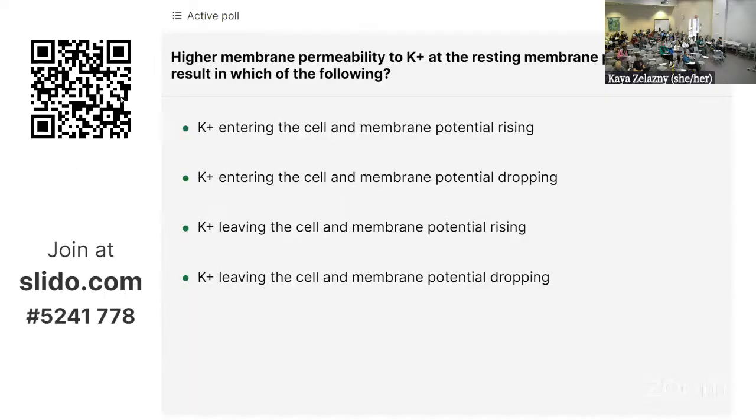All right, so let's do another question. So if we're starting out with our cell, we're starting out with our resting membrane potential, what would happen if I increase the permeability of that membrane to potassium? What kind of change would you see, both in terms of what direction you see the ion moving and what's happening to that membrane potential, right? Going from -70 to -65, or going from -70 to -75.